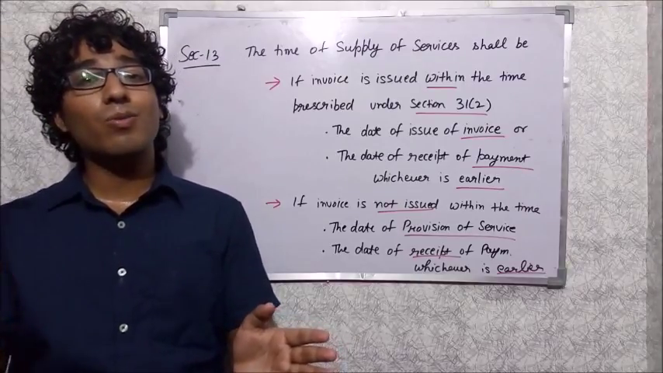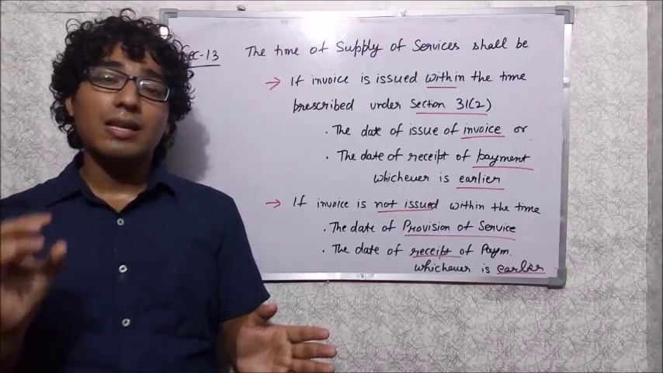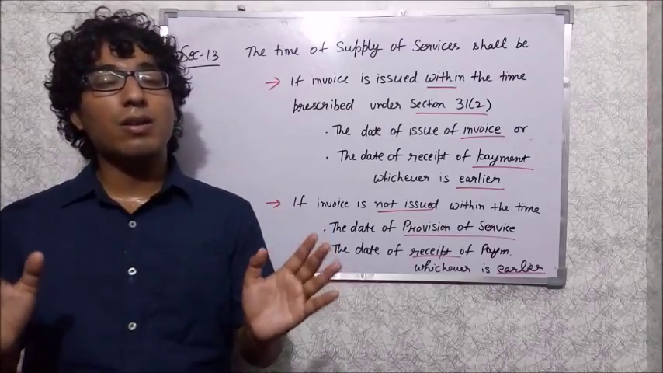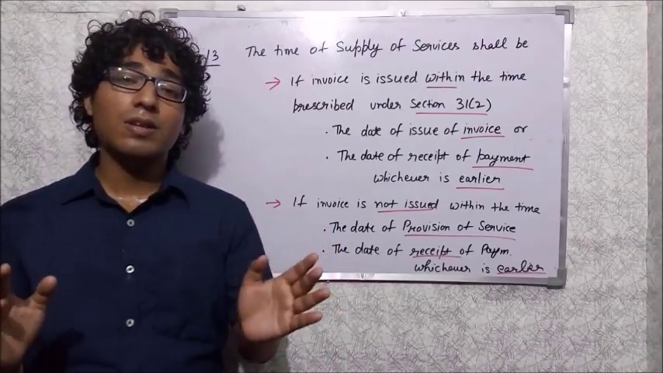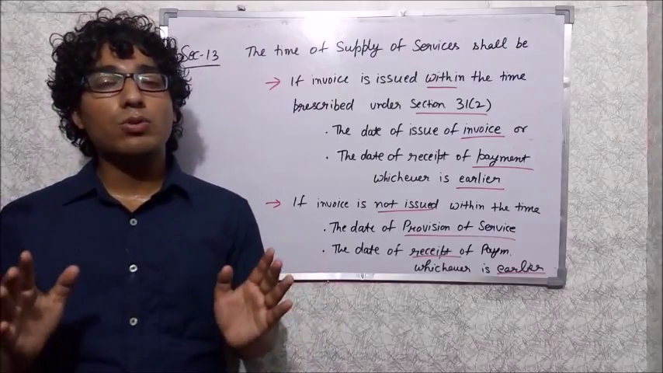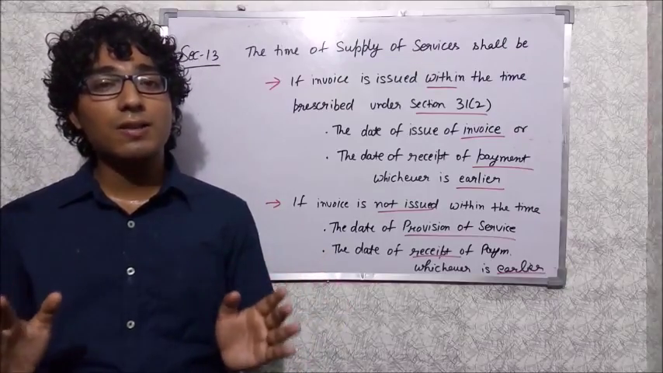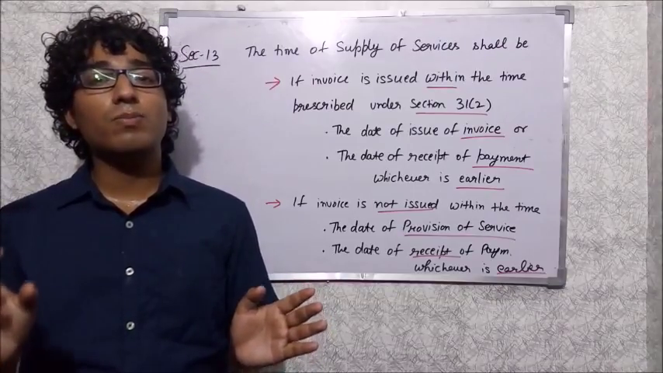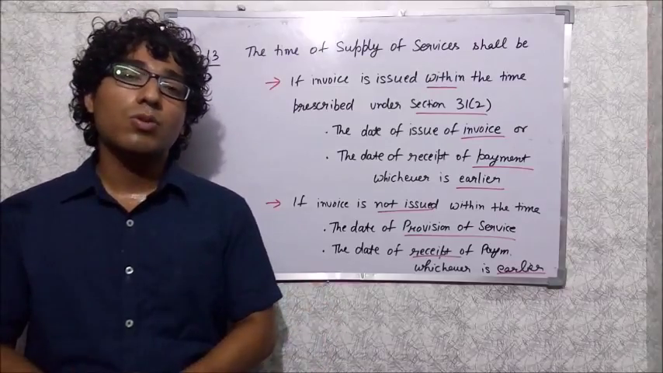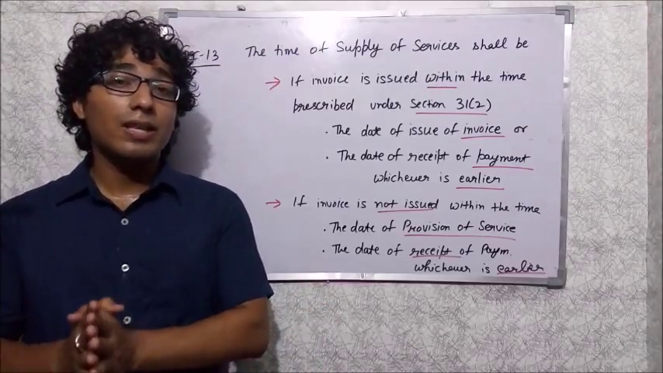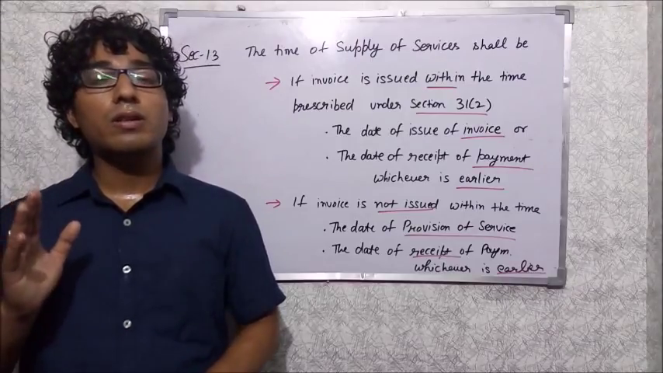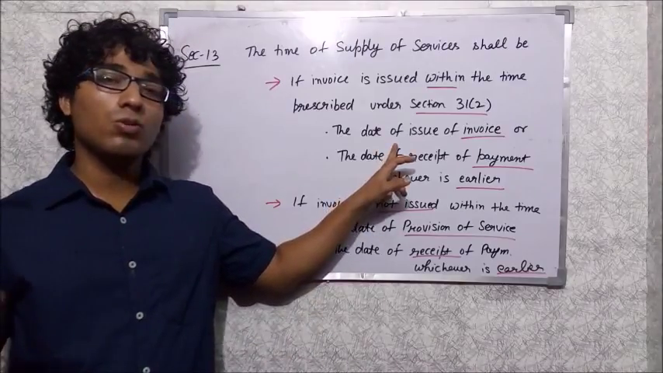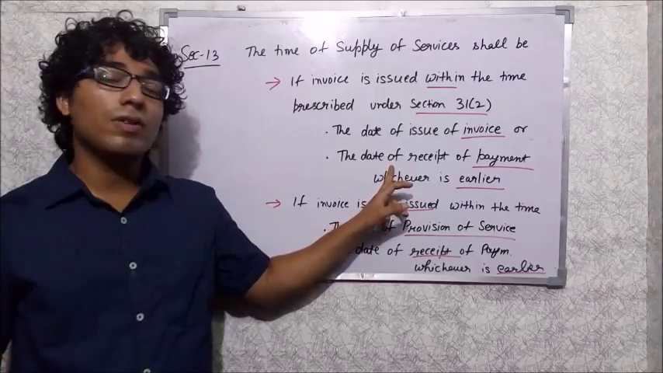And the time prescribed under the rule is 30 days from the date of supply of service. So if you mix the Act and the rule, if you mix section 31 subsection 2 and the rule, the time of issue of invoice in case of a service is before the provision of service and within the 30 days of the provision or the supply of service. So if you issue the invoice within the 30 days of the supply of service, then the time of supply of service will be the earlier of the date of issue of invoice or the date of receipt of payment.